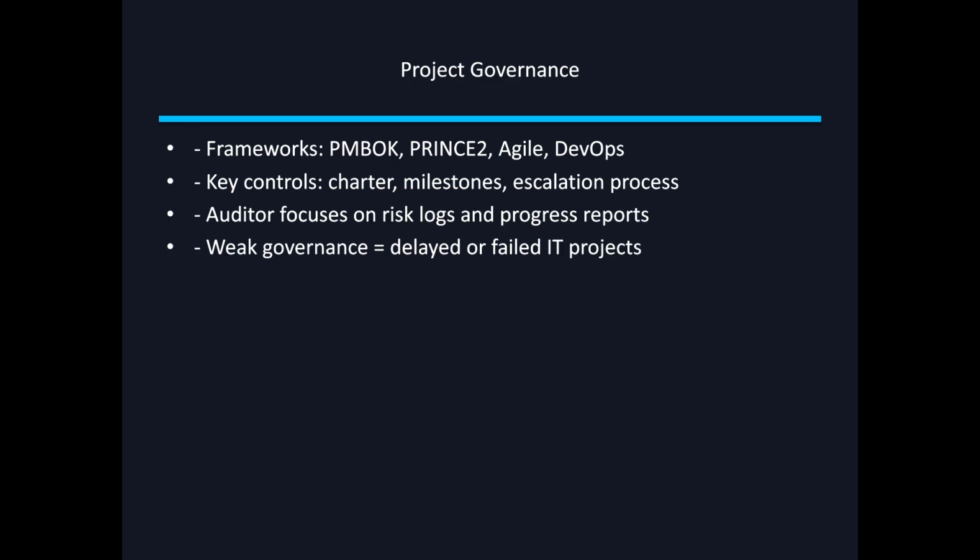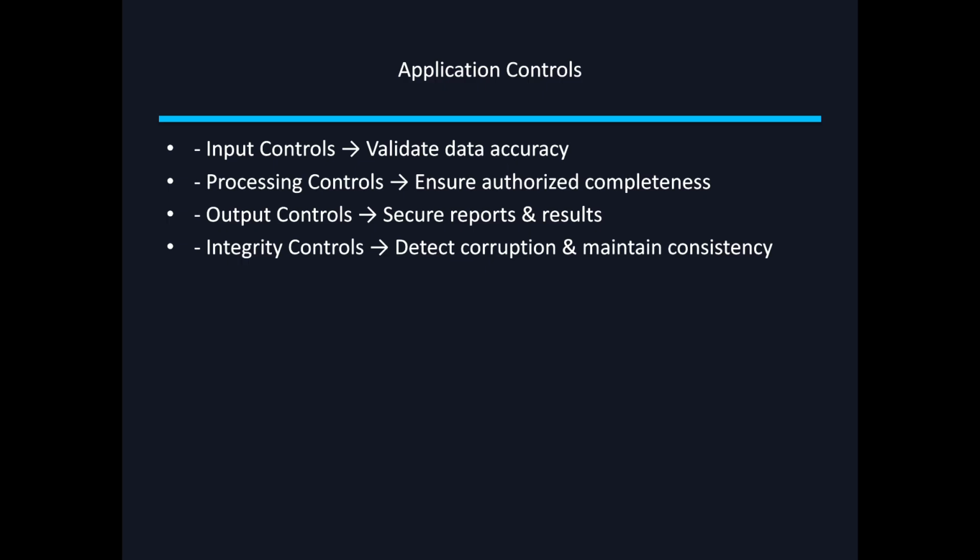So moving on to our next section, which is application controls. Now let's zoom in on the controls within the application, the ones that keep data accurate and reliable. Types of application controls. First is input controls, which validate the data before processing. Examples are range checks and completeness checks.